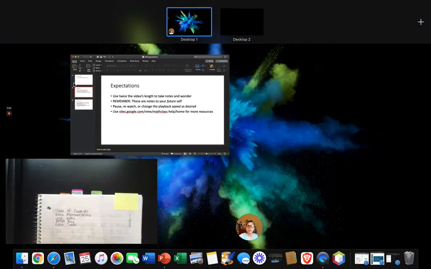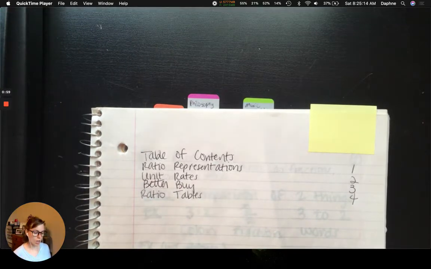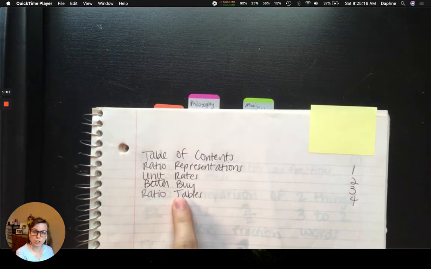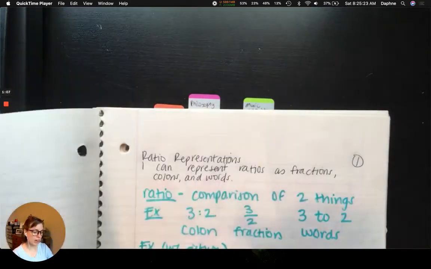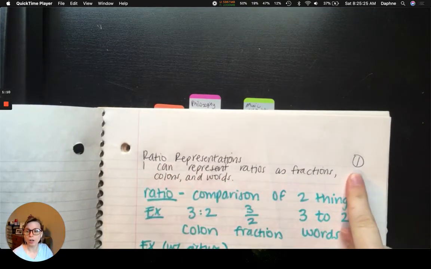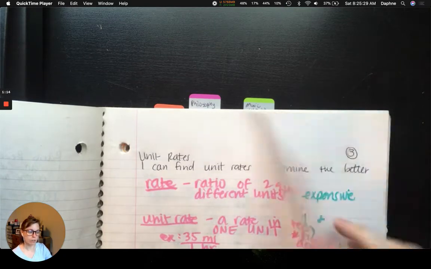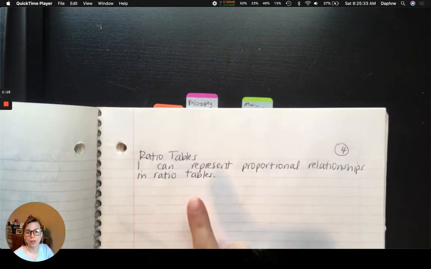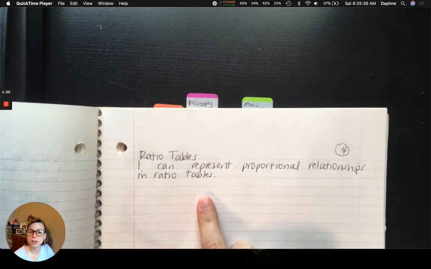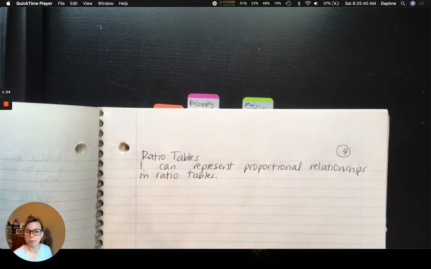Okay, so there's my video, and I'll make this bigger. There we go. So right now we're on ratio tables. This should be your fourth thing in there. So even if you're using more than one page per, it's totally fine. Just label that first page of all your notes as page 1 for ratio representations, page 2 for unit rates, 3 for better by, and now today we're on ratio tables. So pause the video now so you can write out our learning target and label your papers.